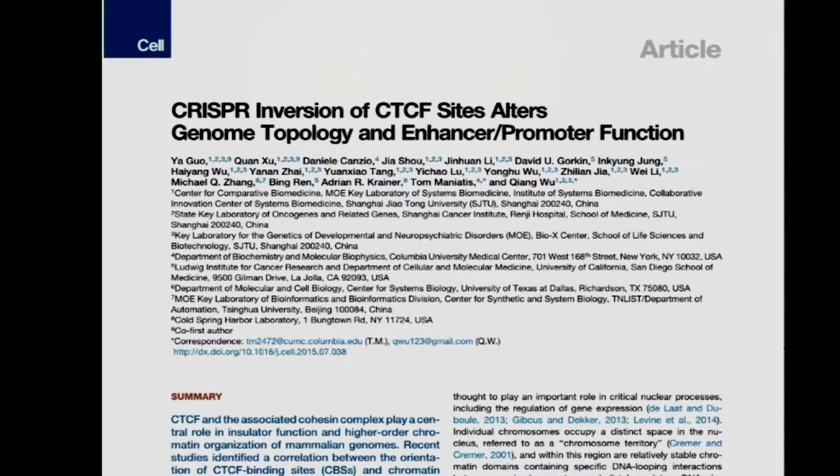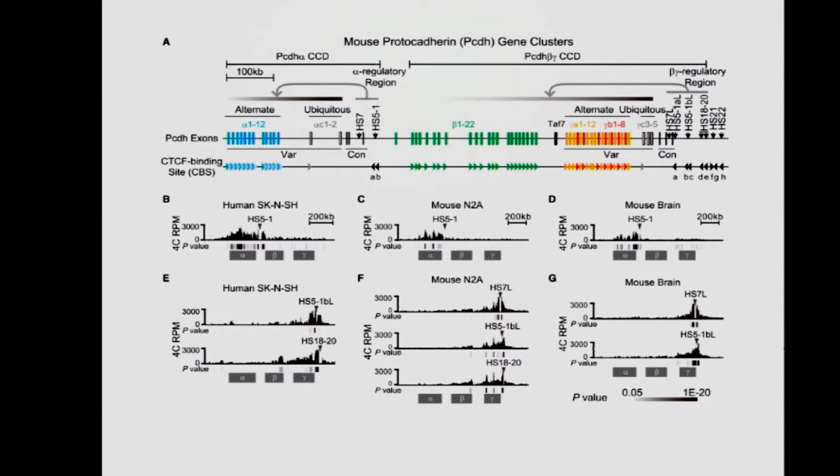So basically, they went into a particular gene cluster and asked what happens if we take these sites and we reverse them. And so this is a mouse protocadherin gene cluster, and it's a bit interesting. So what you've got here are regulatory regions, like this HS5-1, which is the one they looked at here. These are CTCF binding sites, and there are 2 of them in this orientation. And so normally, what you have are interactions between this region and the upstream cluster here. And similarly, there's an interaction here.